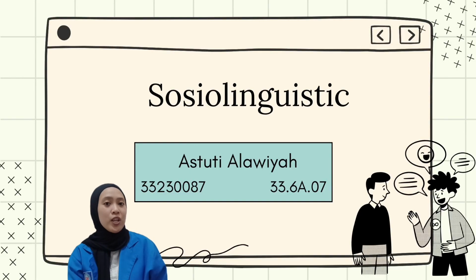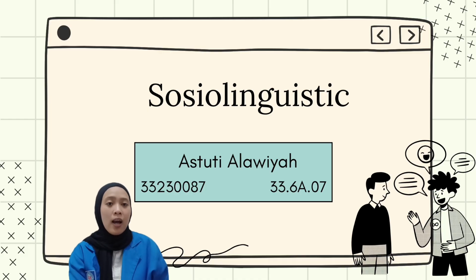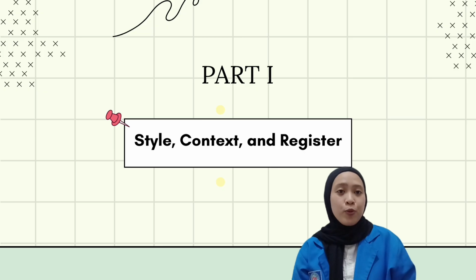My name is Astutia Lawia from class 336A07. Today, I will present my project for the final exam of the sociolinguistics subject. In this video, there are two parts. In part 1, I will explain two topics, and in part 2, there are 7 case studies that I will solve. Let's move to part 1.